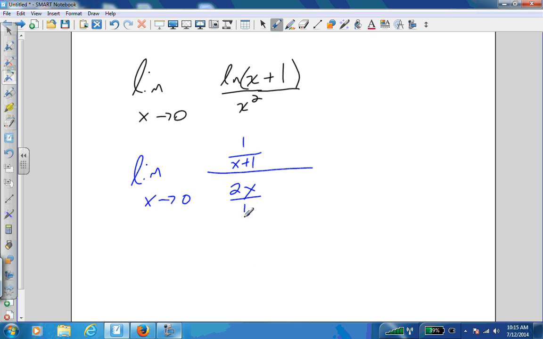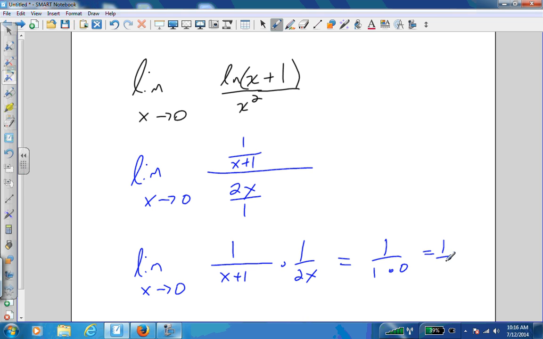So if we put that over 1, we get 1 over x plus 1 times 1 over 2x. If we substitute a 0 in here, we get 0 plus 1, over 2 times 0. So it turns out that limit does not exist. Originally we were indeterminate. We weren't really sure about that, but it turns out that our limit does not exist.